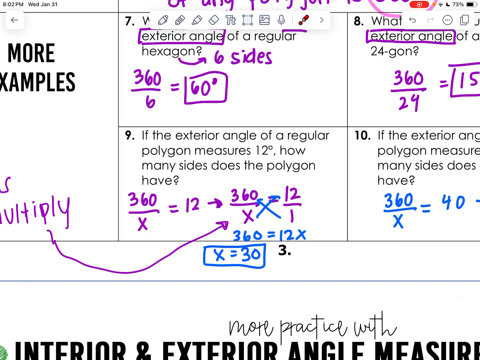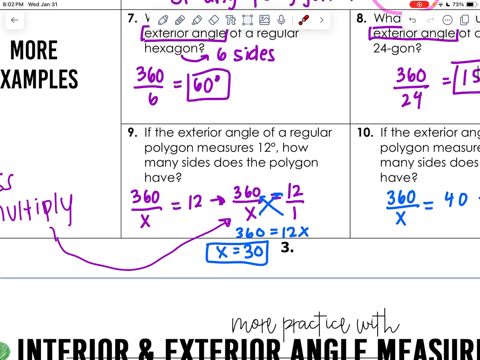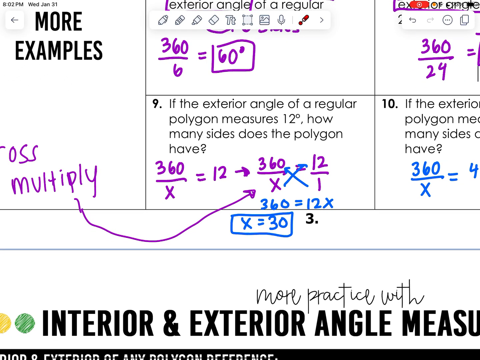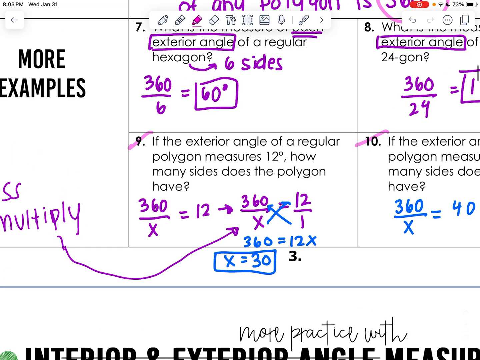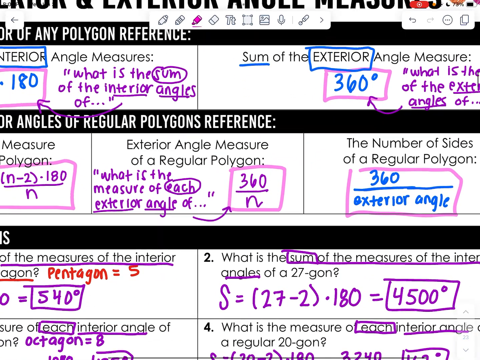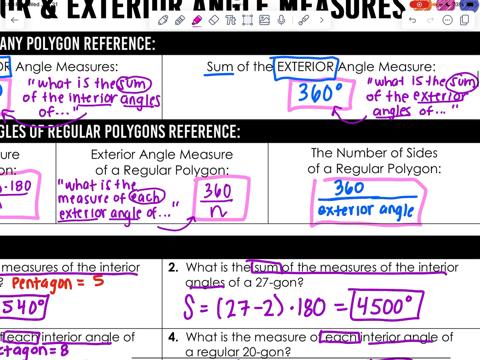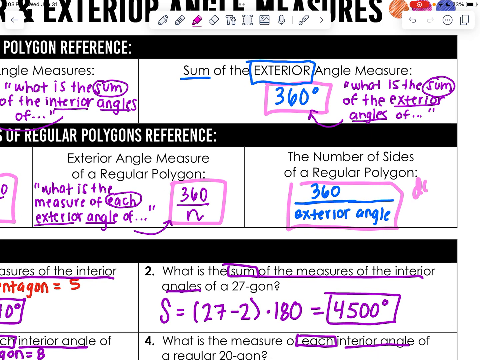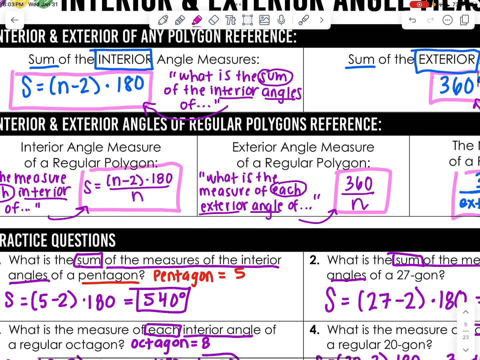if the exterior angle of a regular polygon measures 12 degrees, how many sides does it have? So this time, you know what? Don't even worry about these. We'll get to that later. Let's just focus on these 4.